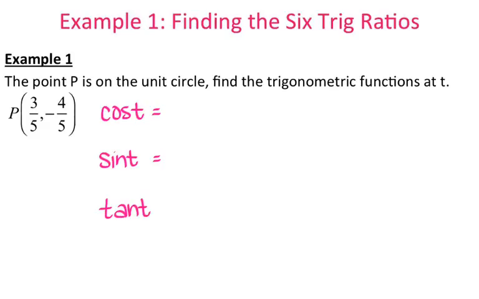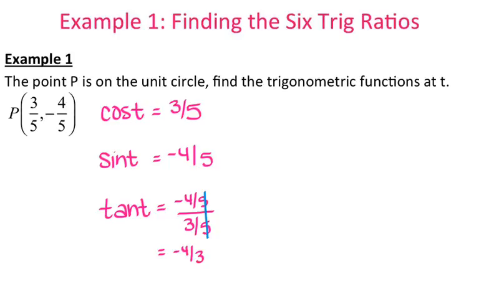I start with the regular trig functions first. Cosine is your x-coordinate, and my x-coordinate is 3/5, so cosine of t is 3/5. Sine is my y-coordinate, which is negative 4/5. Tangent is y over x, so I have negative 4/5 divided by 3/5. Since these denominators are exactly the same, they cancel, so tangent is negative 4/3.